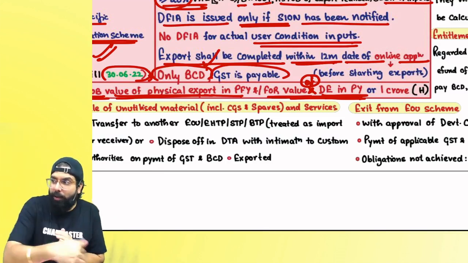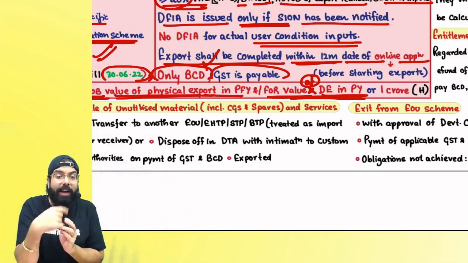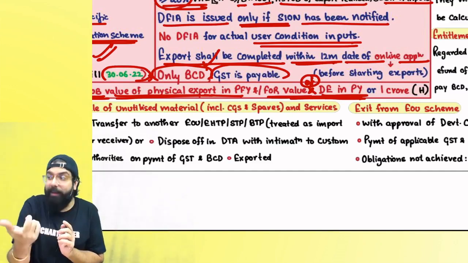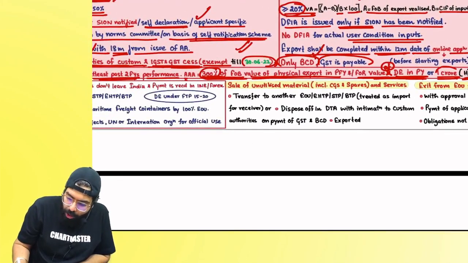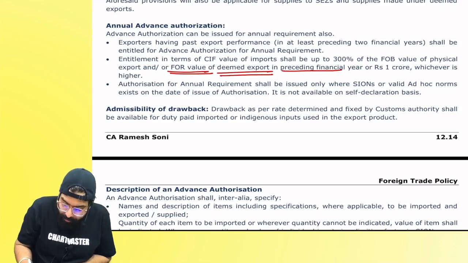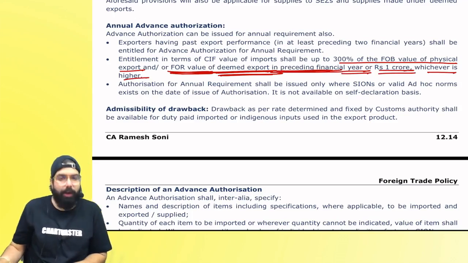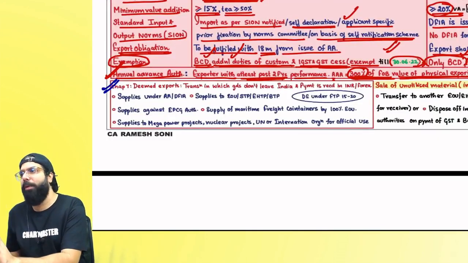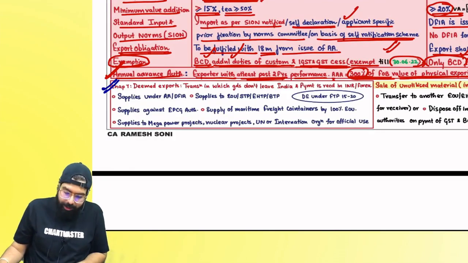Everyone listen. Now in India, when you give supplies for deemed export, if I give it to someone who will go ahead and export, someone who has an advance authorization, I give it to him and he will export. So my supply is a deemed export. So, or 1 crore, whichever is higher. What they are telling is 300% of the FOB or 1 crore, whichever is higher, will be given as an annual advance authorization. See over here, everyone. 300% of the FOB of physical export or FOR of deemed export in the preceding financial year, or 1 crore, whichever is higher. Done, everyone. The next one is basically 300% of last year's FOB of export, or if you have supplied deemed export in India, 300% of that amount or 1 crore, whichever is higher.